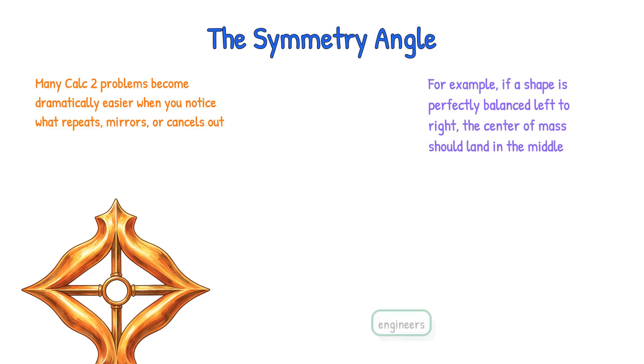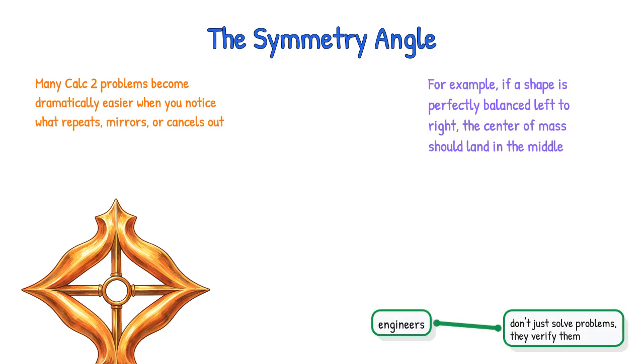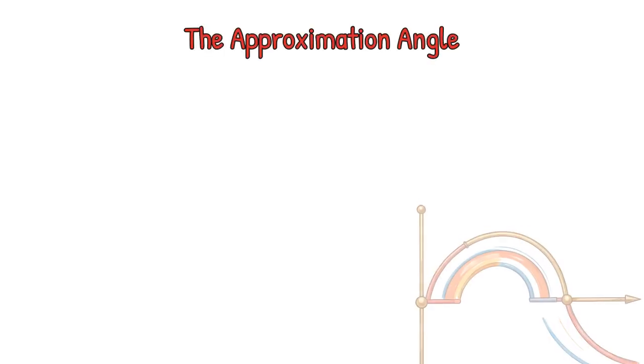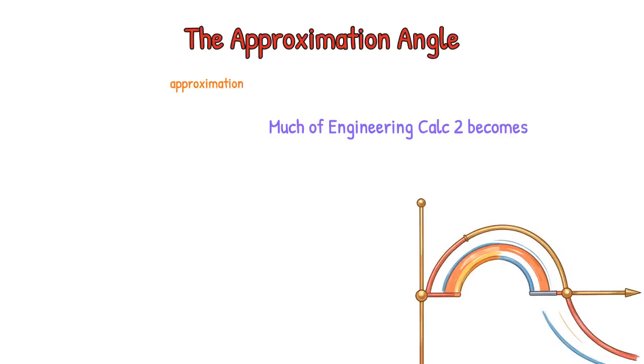This matters because engineers don't just solve problems, they verify them. Symmetry is one of the fastest ways to build intuition and catch mistakes. The fourth angle is approximation. Much of engineering Calc 2 becomes practical when you realize that exact answers are not always the goal. Often, the goal is a good enough answer with known error.